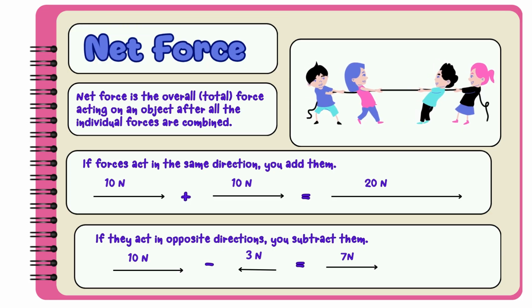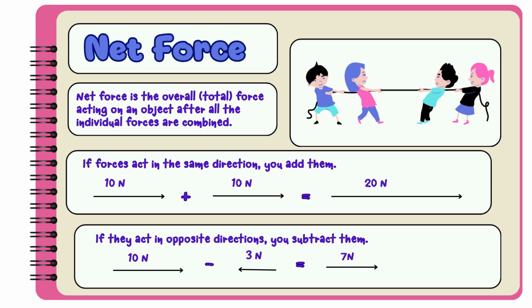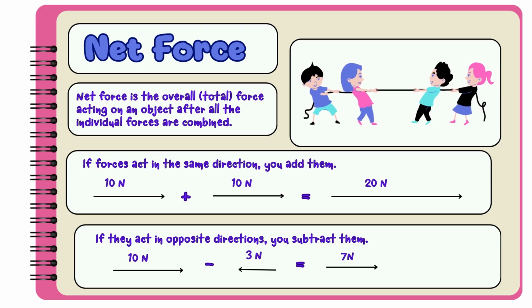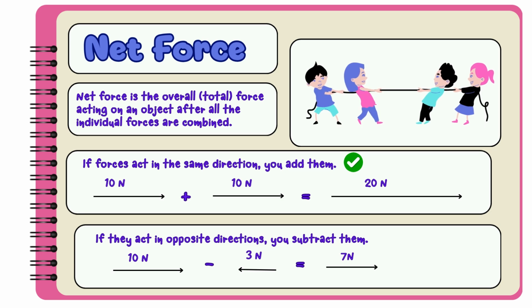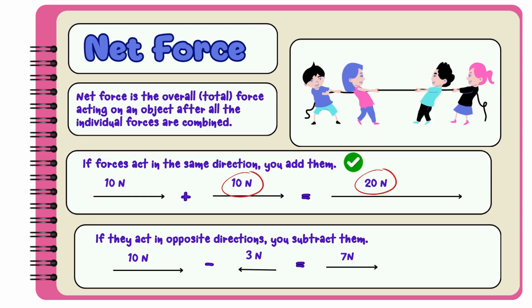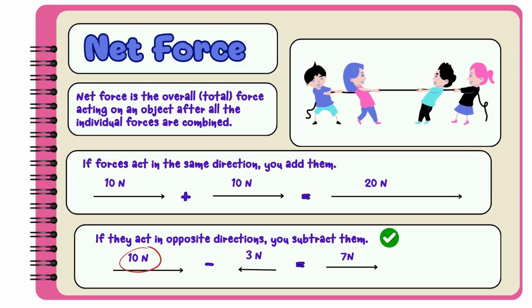In this slide, we talk about the net force. We can explain this like: net force is the overall force acting on an object. For example, if the forces act in the same direction, you add them, like 10 Newton plus 10 Newton equals 20 Newton. But if they act in the opposite direction, you subtract them, like 10 Newton minus 3 Newton is equal to 7 Newton.